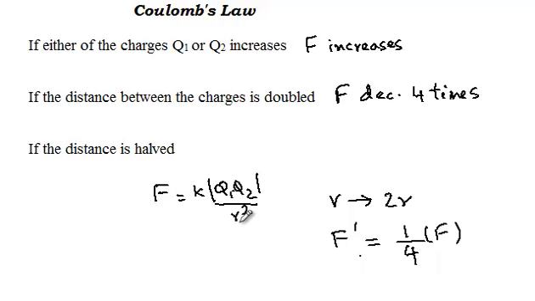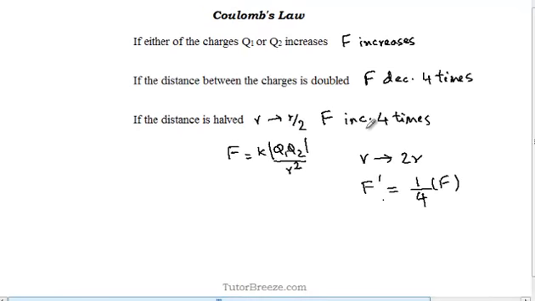Now if the distance is halved, which means if you change R to R by 2, then once again you can see that the new force F is going to increase 4 times, because if you bring the charges closer together, then the force between them is going to increase, and if you take the charges further away, then the force between them is going to decrease.